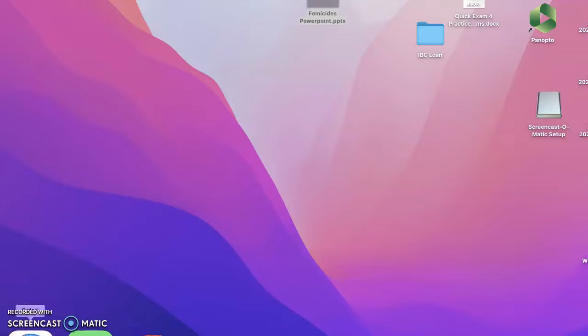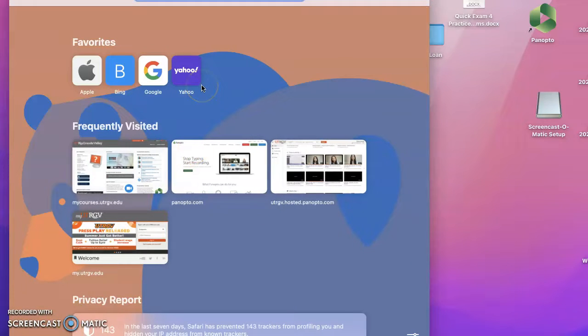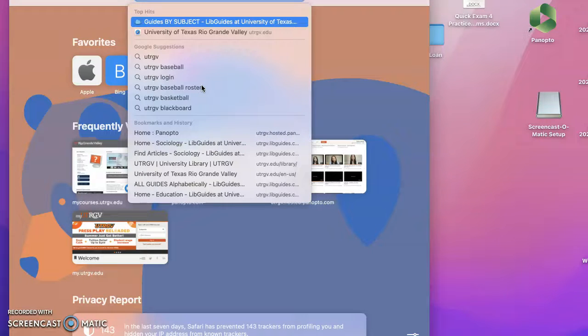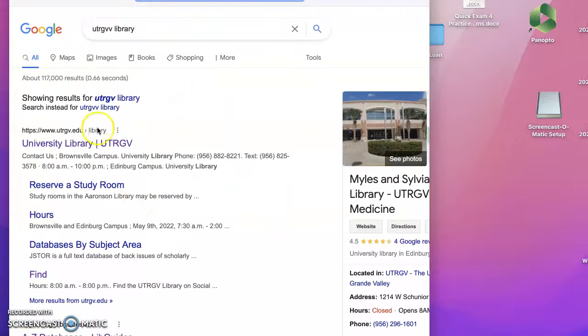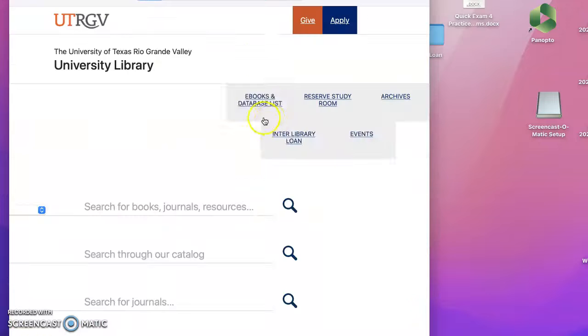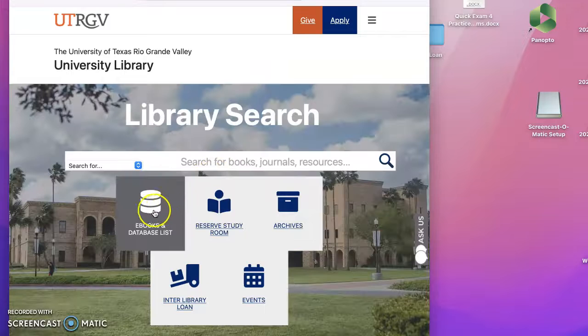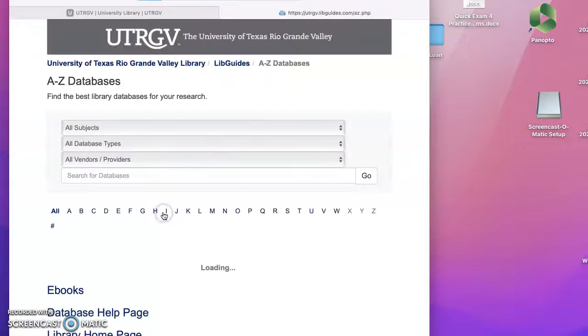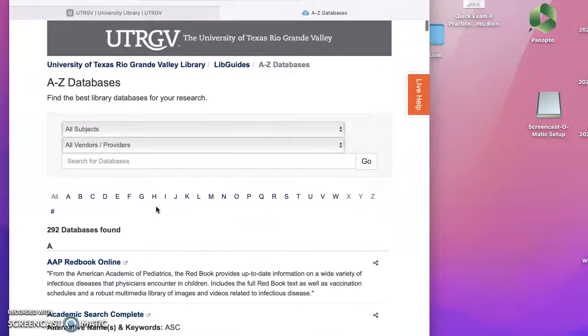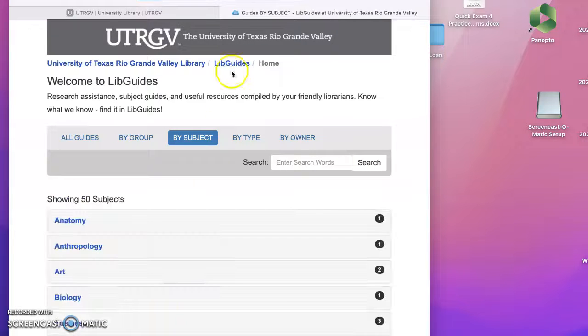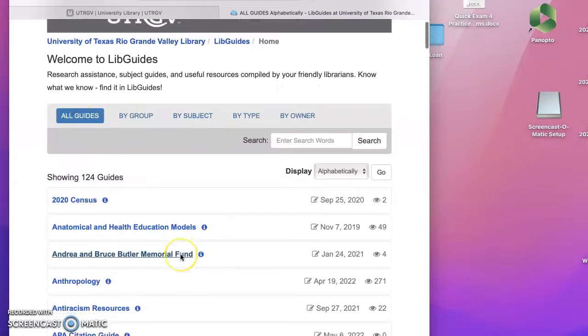I think now I do know how to look for sources in the database. I was doing peer feedback, and before that, looking for sources used to be a really difficult thing for me, but now I know how to do this. Usually I just go to LibGuides, and then I go by all guides.